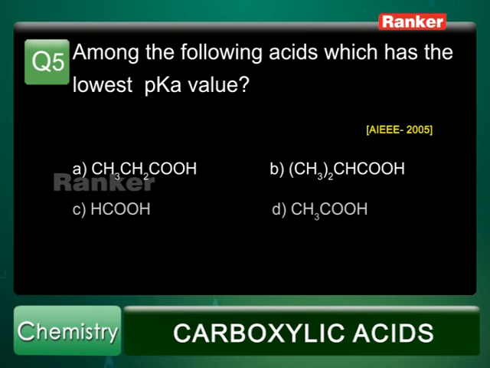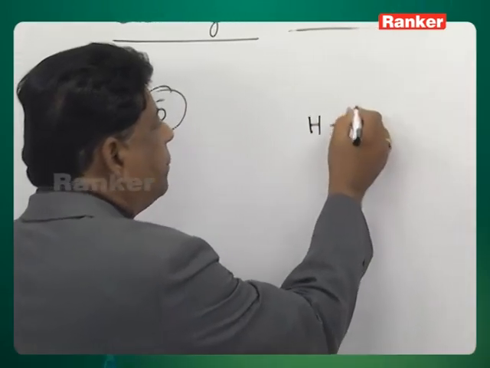As we have seen in carboxylic acids, if any donating group is there, acidity will be decreased, and no donating groups or withdrawing groups will be the stronger acids. So if you see the options, option A is propanoic acid, option B is 2-methyl propanoic acid, option C is only formic acid, option D is acetic acid. So in A, B, D we have some donating groups, whereas in option C we have only formic acid, no donating groups.